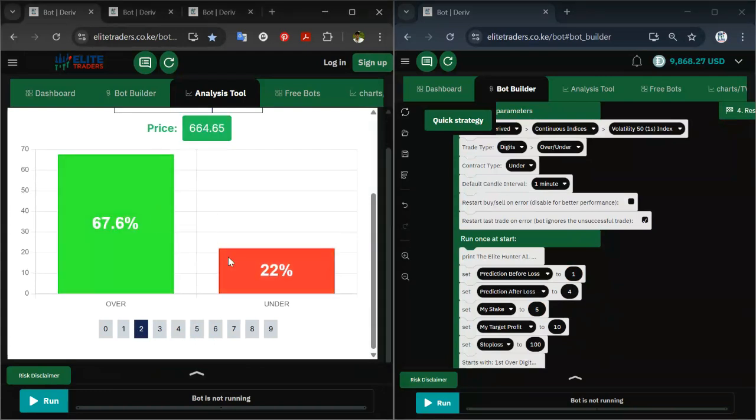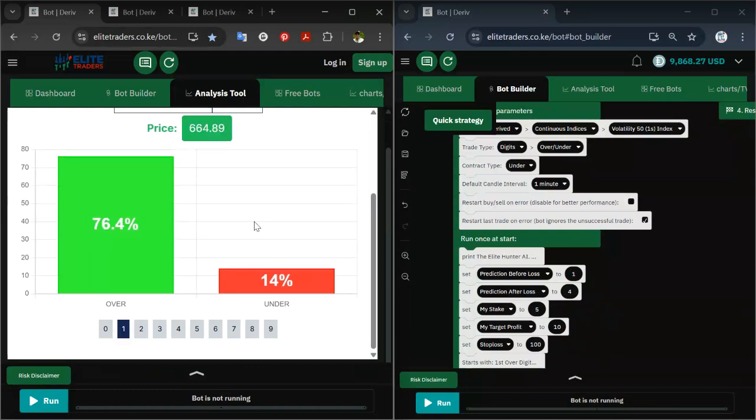The chance of winning over 2 markets is actually 80%. I mean, not over 2, but over 1 market. Let me just click over 1. The chance of winning over 1 market is actually 80%. So when you are starting to trade on this specific over market, make sure it is 80% and above.